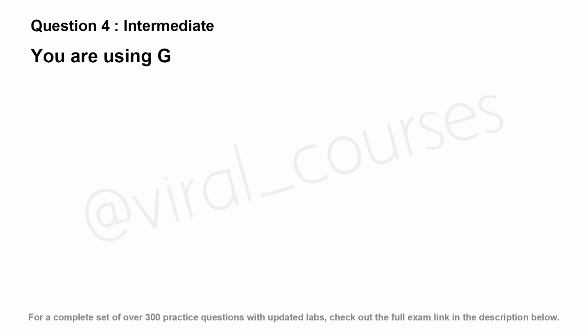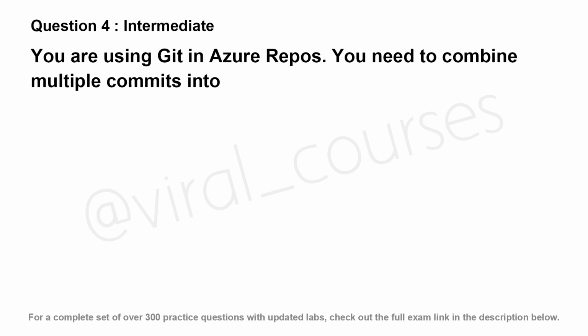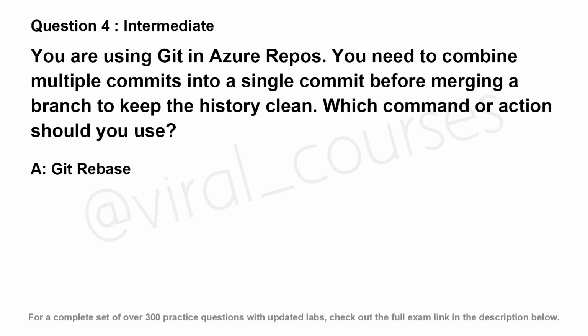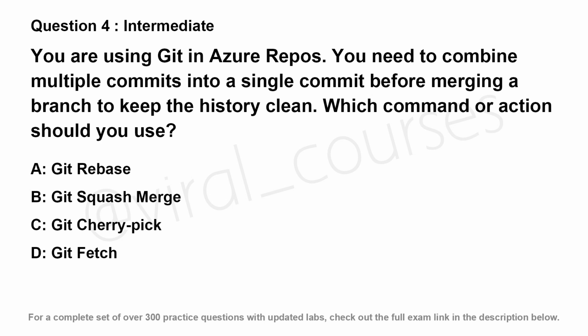You are using Git in Azure Repos. You need to combine multiple commits into a single commit before merging a branch to keep the history clean. Which command or action should you use? Option A, git rebase. Option B, git squash merge. Option C, git cherry-pick. Option D, git fetch.